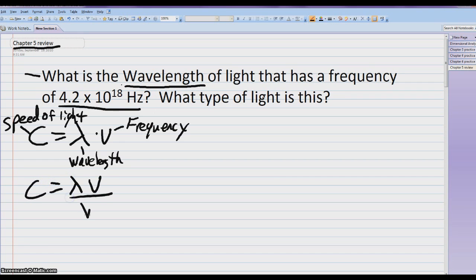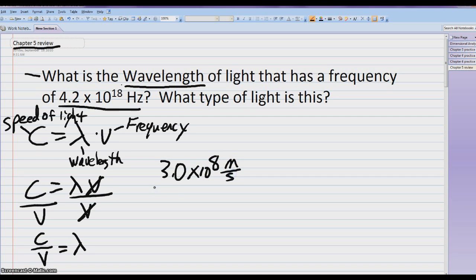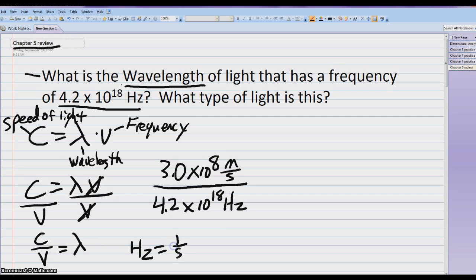So c equals lambda v. If we divide both sides by v, the v's cancel, and we get c over v equals lambda. So let's go ahead and plug our numbers in. Remember, speed of light is 3.0 times 10 to the 8th meters per second, divided by our v, which is given to us in the problem, of 4.2 times 10 to the 18th hertz. Now remember, hertz is equal to 1 over a second, or a cycle per second.